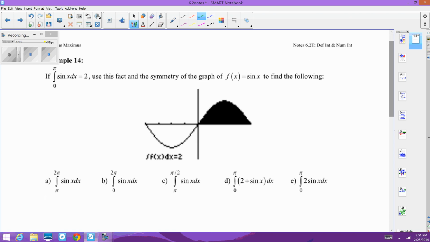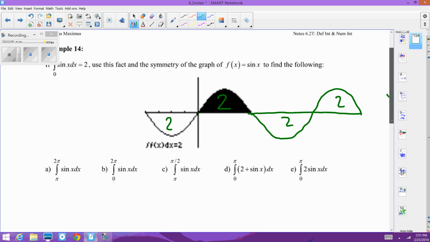So if we know that this is 2, all right, the area from 0 to pi of sine of x equals 2. And we also know that sine is an odd function. It's symmetrical about the origin, so we know that one's 2. All right, and so on and so forth. Okay, if we kept drawing these parts here, this would be 2, this would be 2. So let's evaluate some of these.